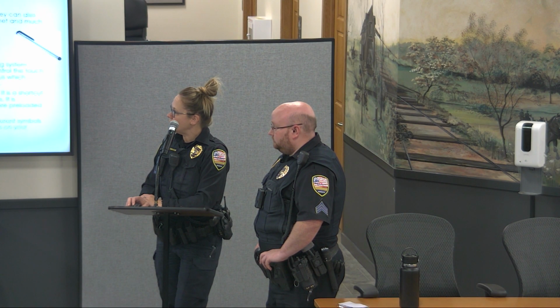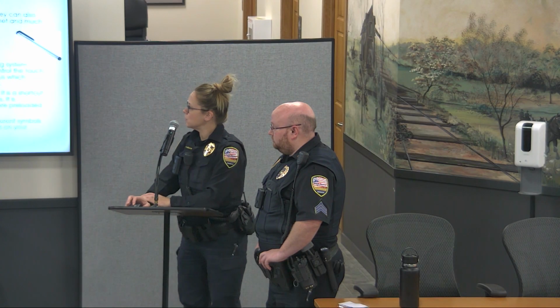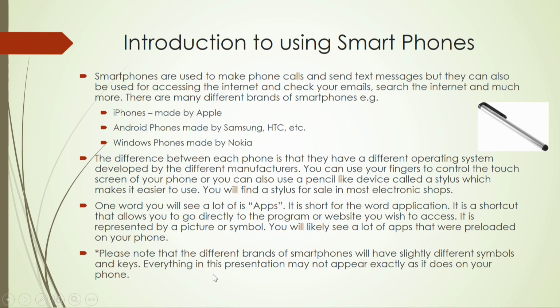So iPhones are made by Apple. There's Android phones that are made by Samsung. And then there's also Windows phones made by Nokia. The difference between each phone is that they have different operating systems developed by different manufacturers. So while they look similar, they operate differently, right? If you've had a Samsung and now an iPhone, you know that they operate differently.